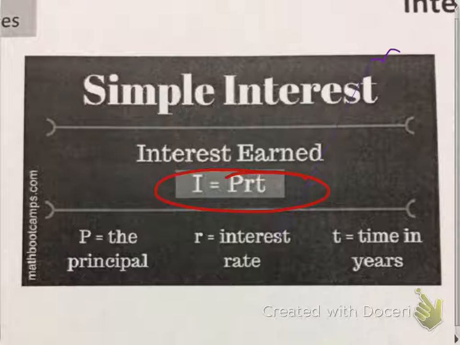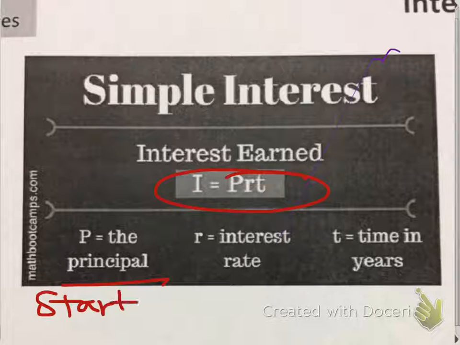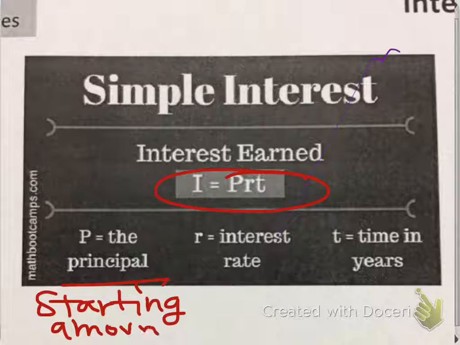It says I equals PRT. I is the interest earned. P is the principal. Principal is actually the starting amount. So whatever amount you start with is going to be called the principal.